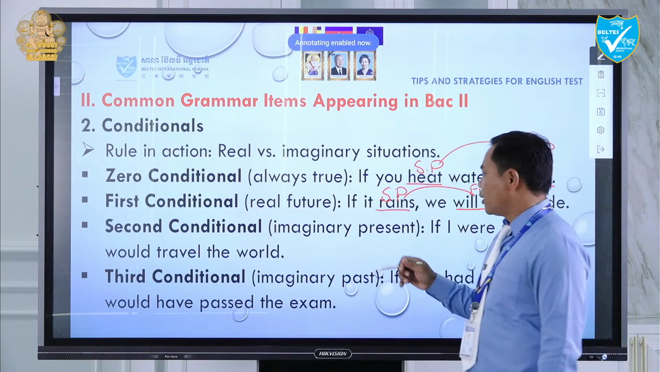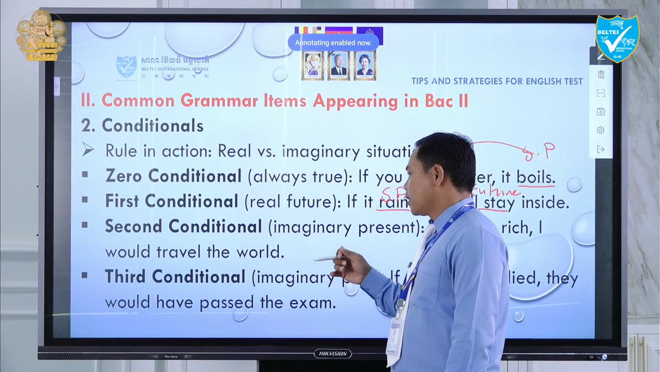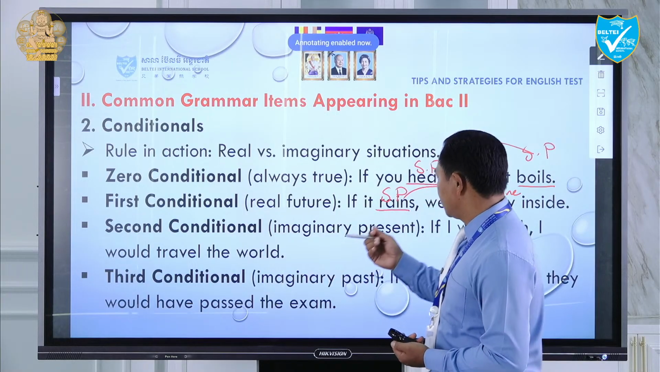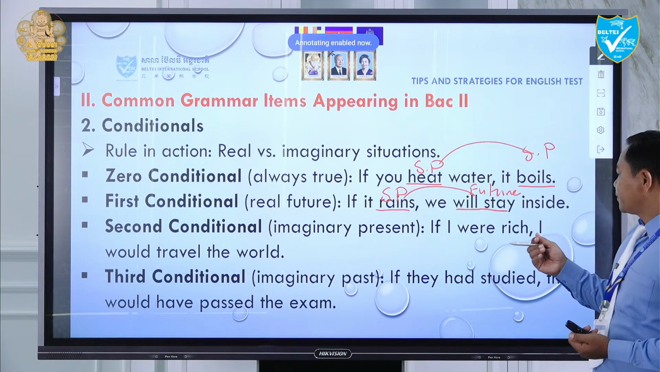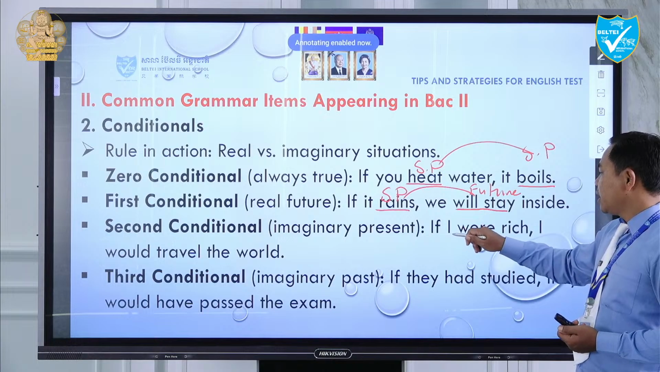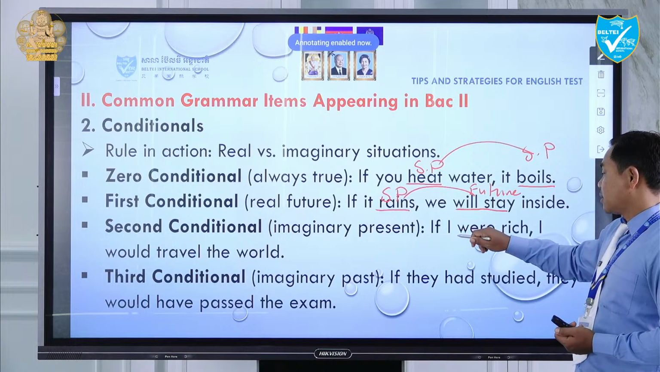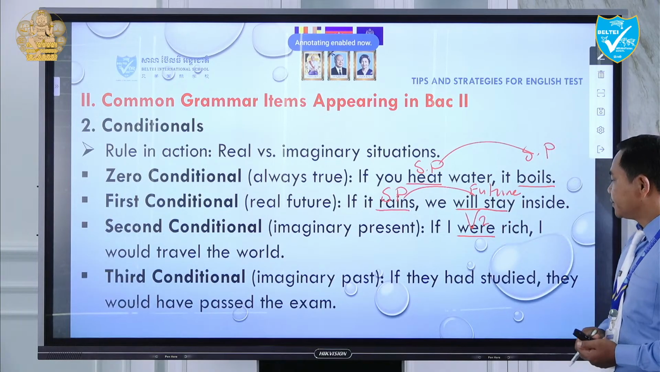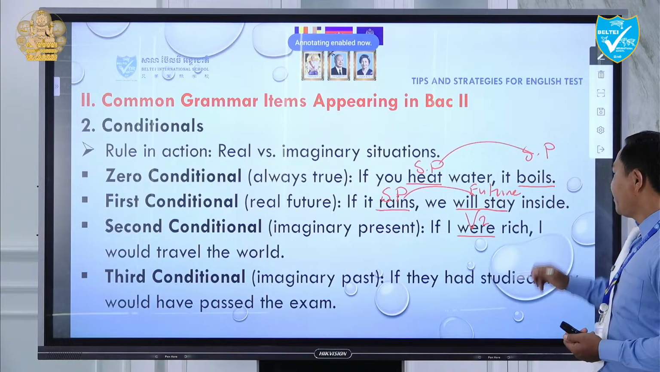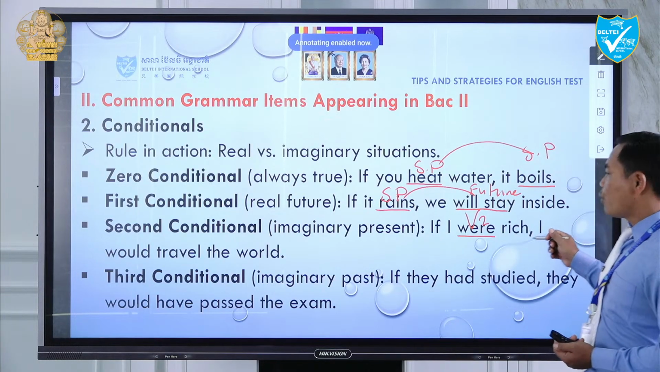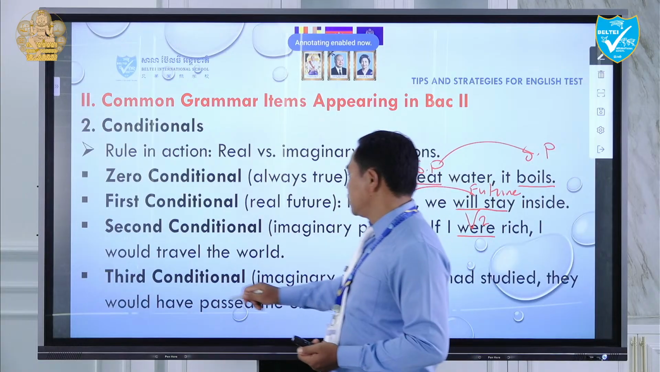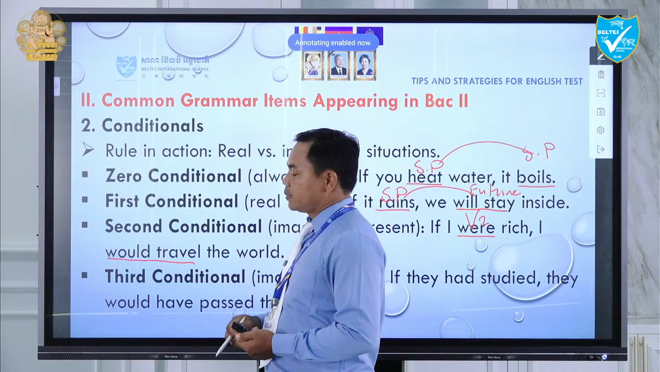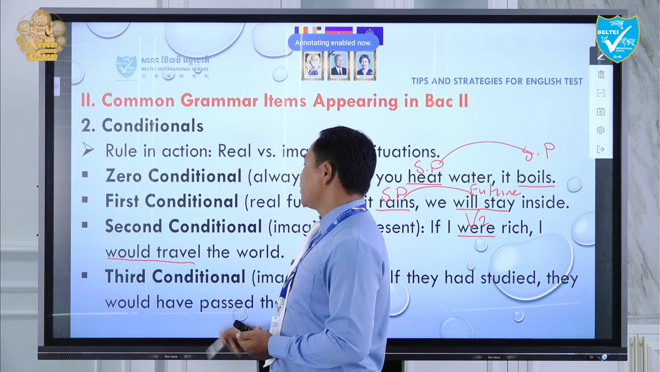And second conditional, imaginary present. We just think about a present situation. In second conditional, always use past in the if clause, that we call verb to. Here, verb to. And the main clause is always with would. Main clause with would and base form. Will takes base form, would also takes base form.